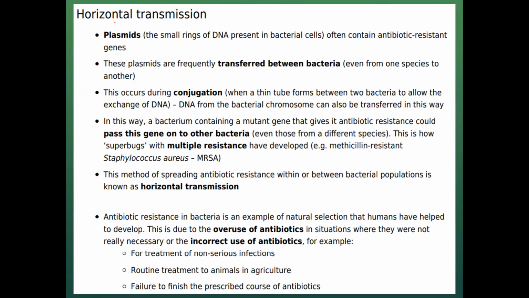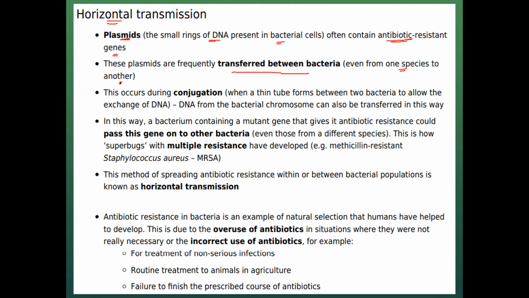ठीक है, हॉरिजॉन्टल ट्रांसमिशन क्या होता है, like bacteria also have plasmids as well, which are small rings of DNA. ठीक है, and they are present in bacterial cells. So these plasmids, they contain antibiotic resistant genes. ठीक है, so these plasmids are frequently transferred between bacteria, and this transmission is even from one species to another.